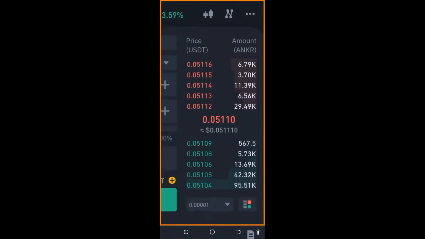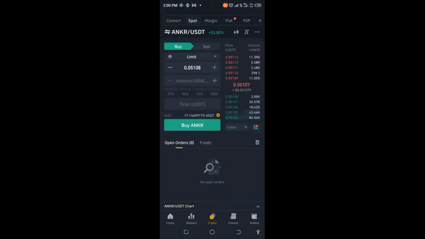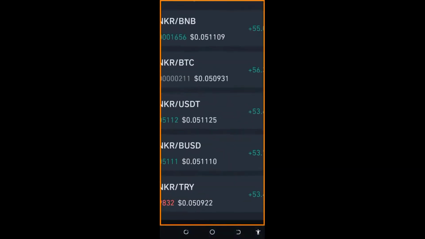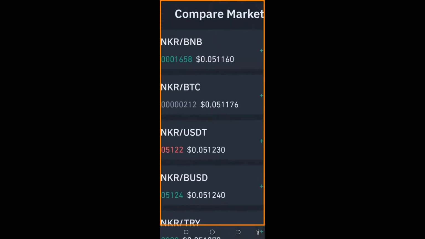Okay, the price is 0.5110. Let's go check the compare markets, because it's really flipping and flopping. Okay, as you can see here, BTC is 0.509. USDT is definitely going to get back to 0.509, and I'm going to put it back at 0.509. That is what I am going to put it back as, and that's what I'm going to sell it as. So this is what we're going to do.